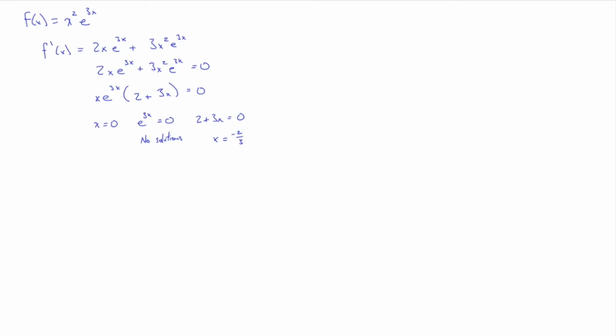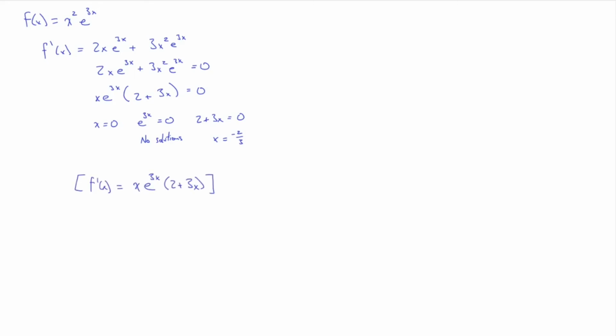And when you're multiplying three things together and getting 0, one or the other of them must be 0. And so either x is 0, which gives you one critical point, or e to the 3x is 0, which never happens. E to the 3x is always positive. E to the x is always positive. And so there are no critical points that arise from that factor. And then the last factor, 2 plus 3x, gives us the critical point, x equals -2/3.